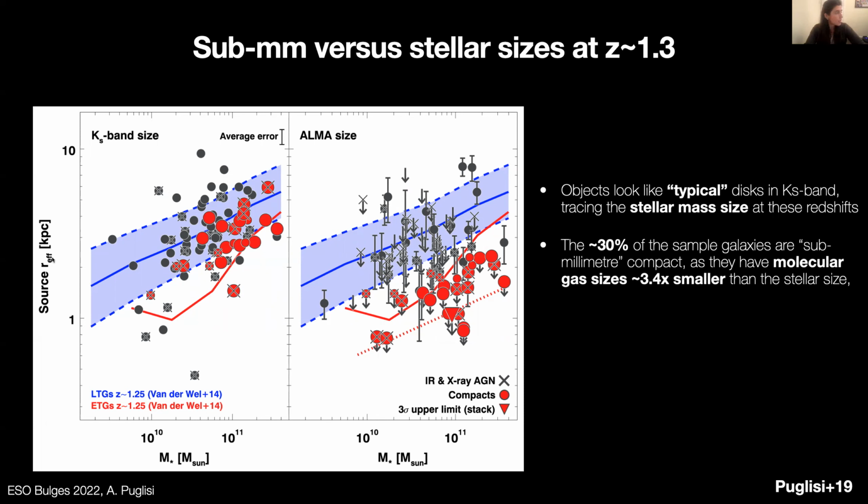Most objects here look like typical disks in the K-band, being located in the scatter of the mass-size relation. On the other hand, many objects are smaller in ALMA than one would expect from the mass-size relation. And we find in particular that 30% of the sample, here highlighted in red, have a molecular gas reservoir that is 3.4 times smaller than the stars.